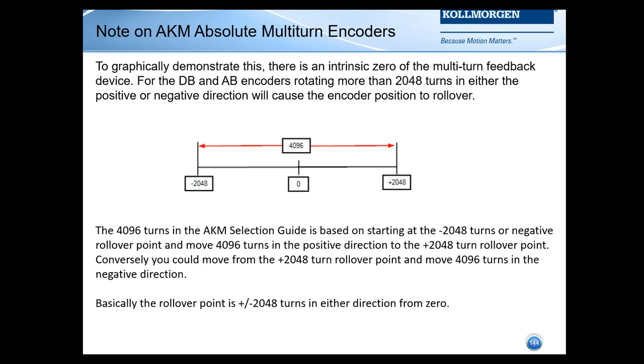The 4096 turns in the AKM selection guide is based on starting at the minus 2048 turns or negative rollover point and move 4096 turns in the positive direction to the plus 2048 turn rollover point. Conversely, you could move from the plus 2048 turn rollover point and move 4096 turns in the negative direction. But basically, the rollover point is plus or minus 2048 turns in either direction from 0.